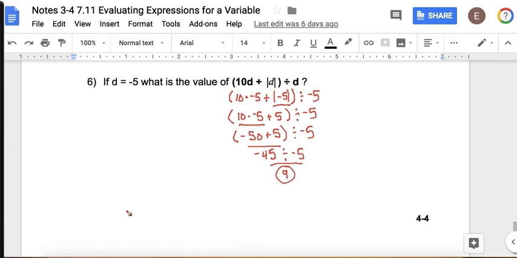So be sure you're replacing each variable with the correct value. And be sure that you are following GEMDAS. And make sure when you get down to multiplication and division, you're going from left to right. And when you're doing addition and subtraction, you go from left to right. That concludes our notes on evaluating expressions for a variable.